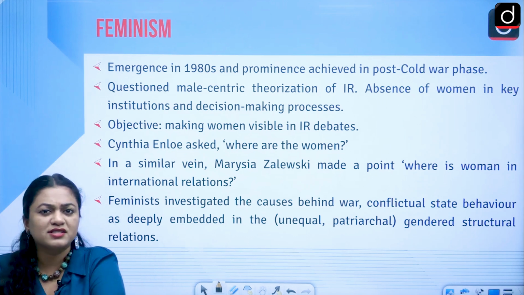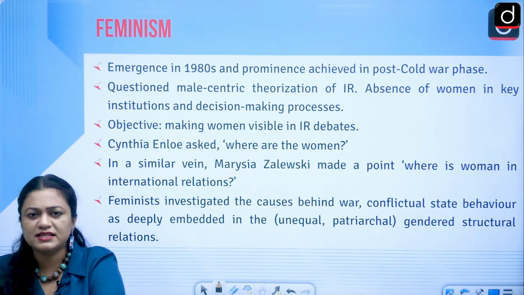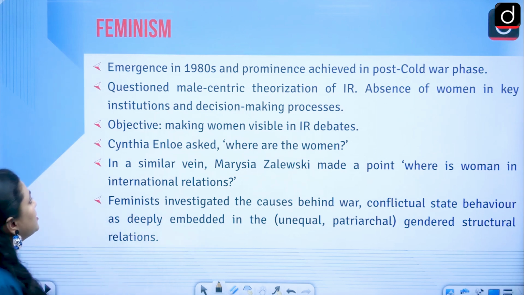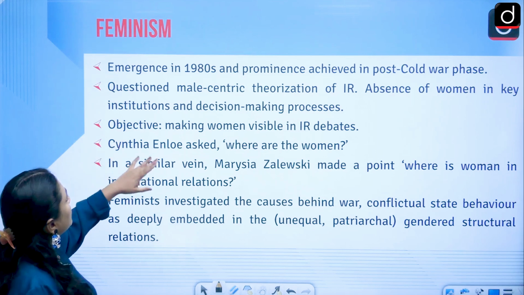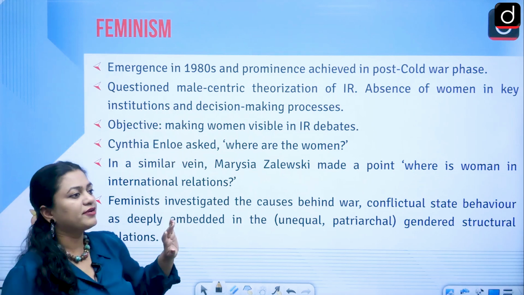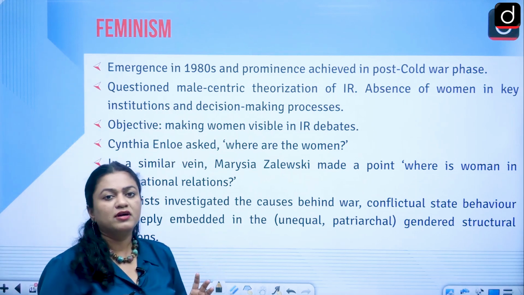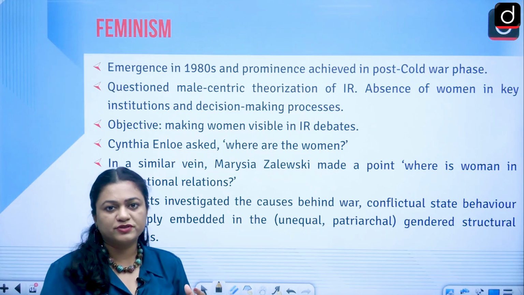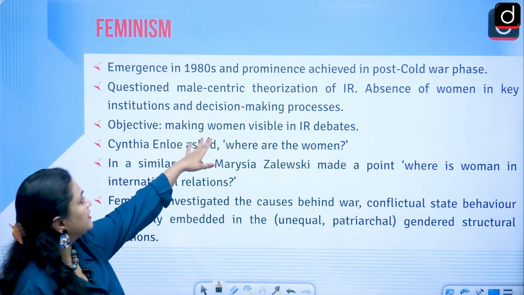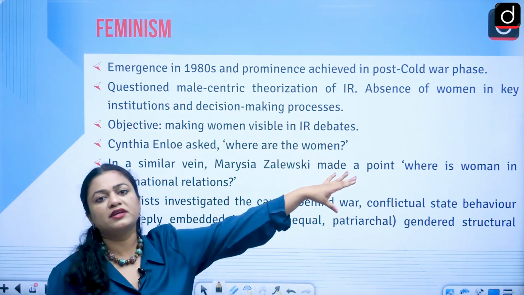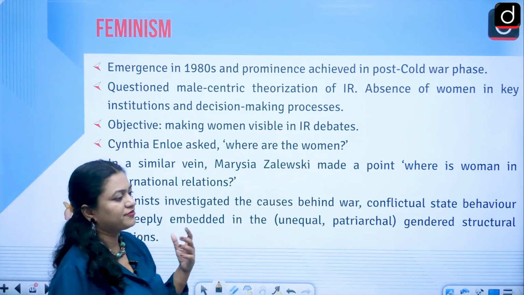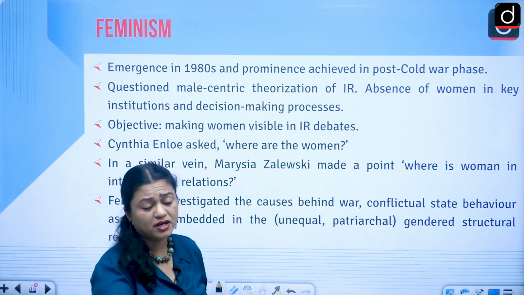But feminism in IR grew simultaneously in the 1960s and 70s, and the aim was to achieve political, social and economic equality for women. From the 60s onwards a new thrust was emerging, but we can trace its correct emergence to the 1980s, achieving more prominence in the post-Cold War period. Feminism has always questioned patriarchy.